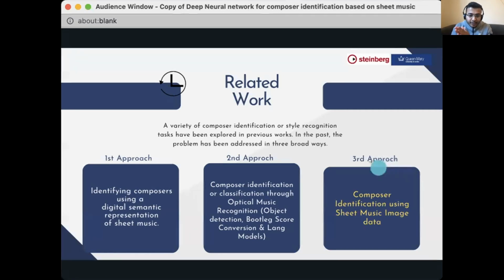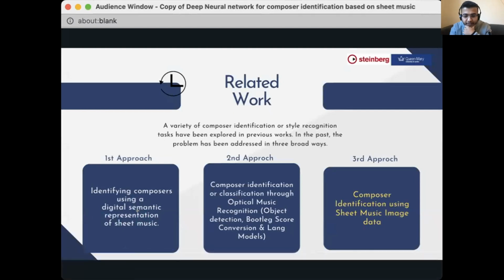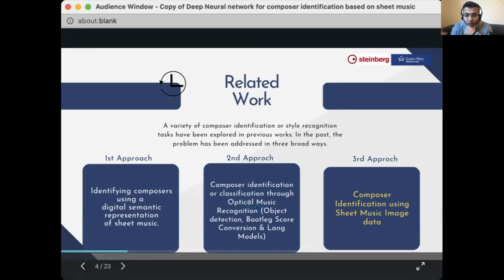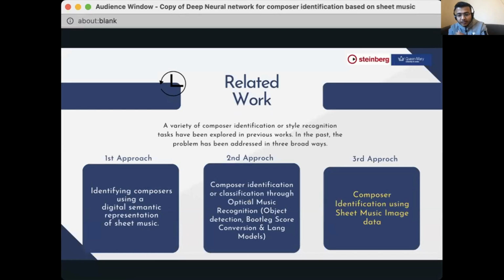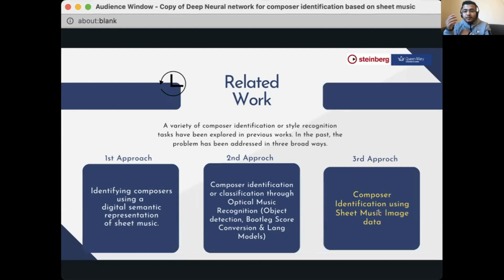In the previous related work, three approaches dominate composer identification. The first approach is based on digital semantic representations of the sheet music, which includes MIDI and MusicXML-like files as input data. The second approach utilizes optical music recognition, OMR, in which musical notes are recognized as objects condensed to bootleg scores, from which music is extracted as symbols or sequences of words, and then a language-based model identifies the composers. The third approach involves identifying the composers using visual representations of the sheet music. That's the part of our research and intensive experiments.